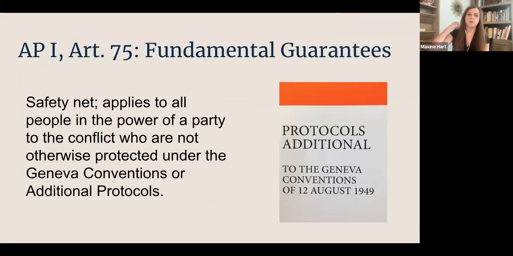And then Additional Protocol 1, Article 75 contains certain fundamental guarantees that act as a sort of floor of protection to make sure that no one is left unprotected if they're not covered by either one of the Geneva Conventions or the additional protocols. Those fundamental guarantees include humane treatment, the prohibition of torture, the prohibition of the arbitrary deprivation of liberty, and those fundamental guarantees that we've seen. Not all states are party to Additional Protocol 1, like the US is not, but this article in particular reflects customary law, so its provisions are binding on all parties.